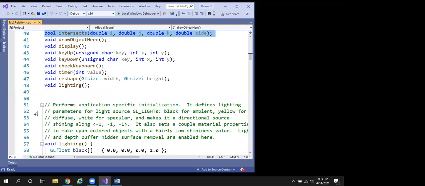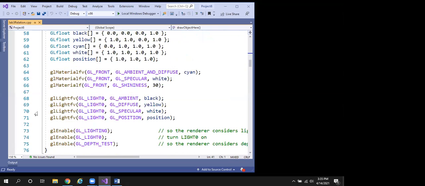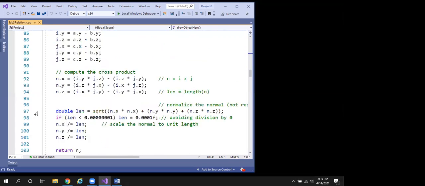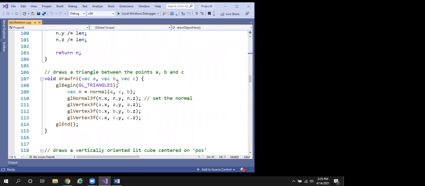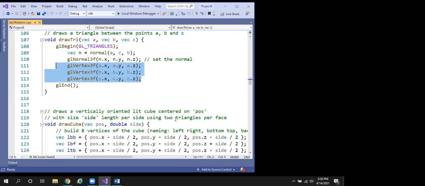So let's go check them out. Lighting's the same, normal's the same. Draw triangle, you can see that's the same, right? And begin triangles. Then I call my normal function for the lighting, then set that up so that the reflections work correctly, and give it the 3 vertices to make a triangle, right?